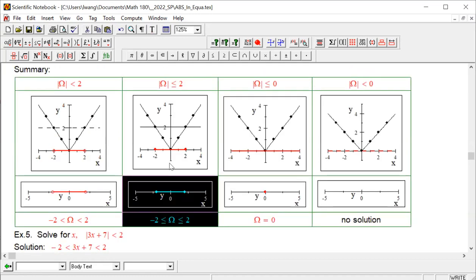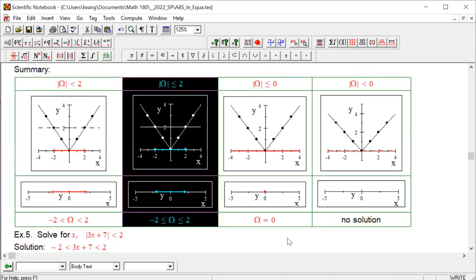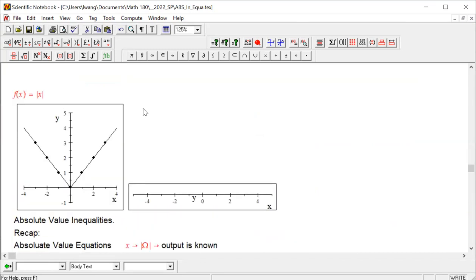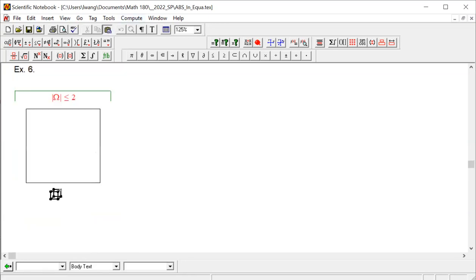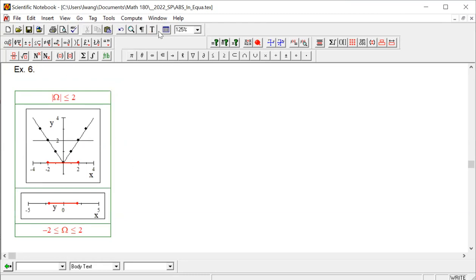Okay, so let's look at the use of the second model. This will be our example number 6. Okay, I'm going to use my second model, right? And in this question, we're going to solve for x.